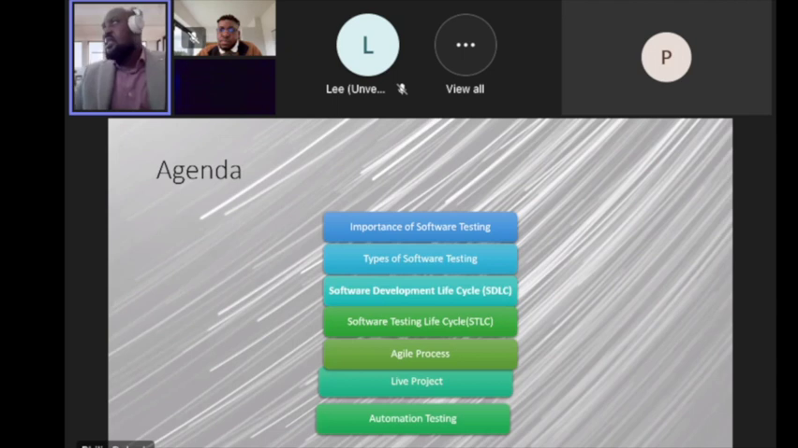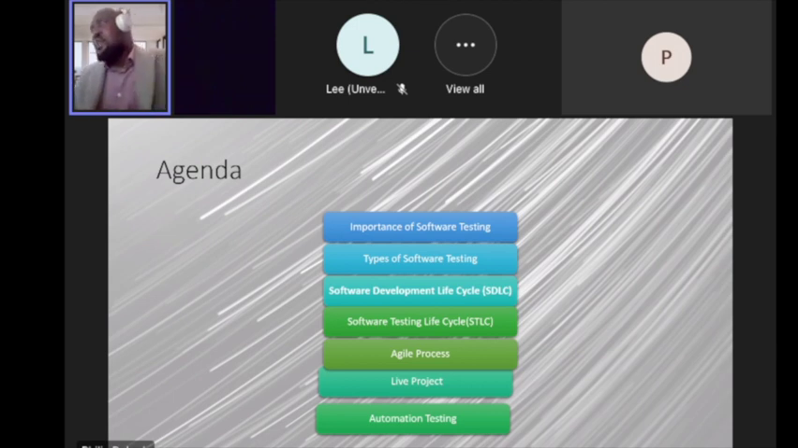The agenda for today is basically I want to touch on why we are testing. I want to give you a brief understanding of the types of testing and also what is entailed in the software development life cycle. Most importantly, we also have the testing life cycle, and I'm going to talk to you about that. And one of the most important things when you want to go into this job market is to have an idea of agile methodology, the agile process. So I'll touch a little bit on that as well.